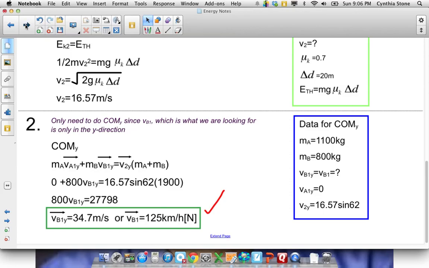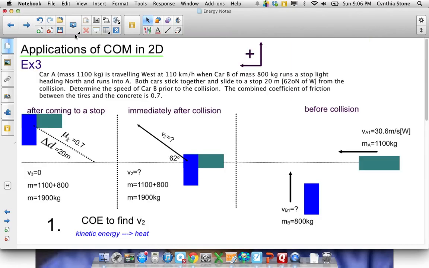Okay, that's it, the granddaddy. That's it for the whole unit actually. Time to do some work.